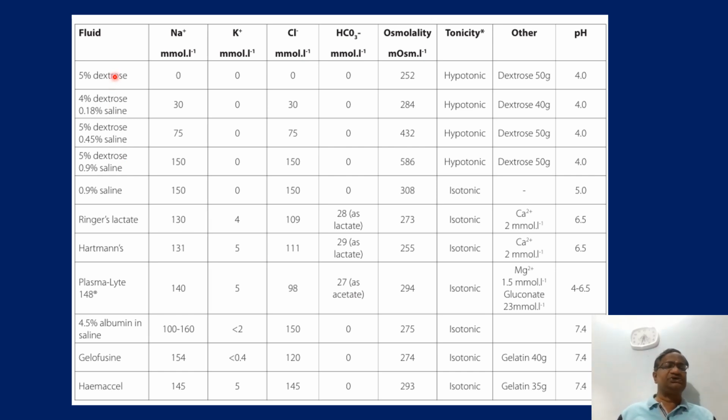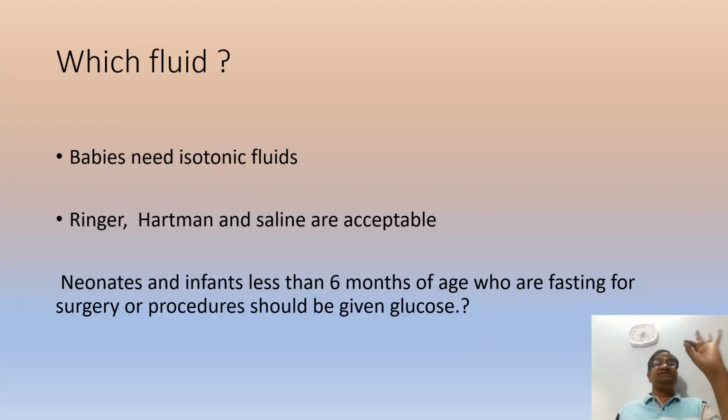Now, 5% dextrose, 4% dextrose, 1/5 saline, half normal saline: all these things you see here are hypotonic. Only normal saline, Ringer lactate, Hartmann's, Plasma-Lyte are isotonic. Albumin, gelofusine are also isotonic. So dextrose and hypotonic saline are hypotonic; Ringer lactate, Hartmann's, Plasma-Lyte are isotonic. Babies need isotonic fluids. What are the isotonic fluids? Ringer, Hartmann's, saline, commonly.